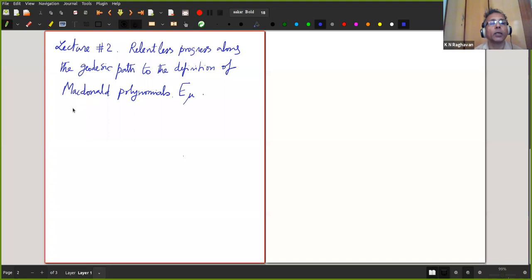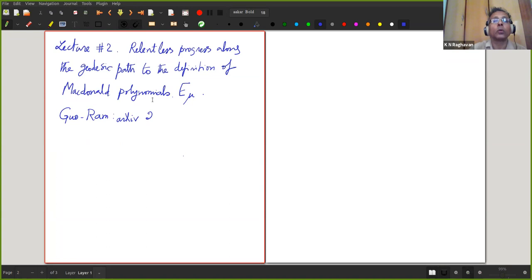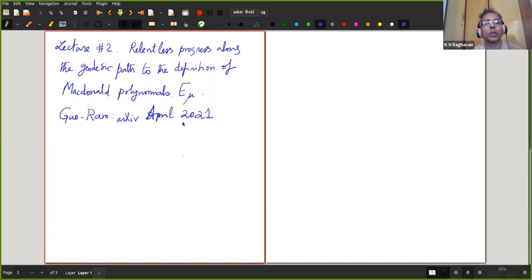And as I mentioned last time, the reference is Guo Ram, arXiv. I've forgotten the number. Let me look it up. April 2020. There are maybe more of them, I don't know, but there are definitely 2 of them, one with a supplement, and we are using the one which is not the supplement, and we are doing section 5.